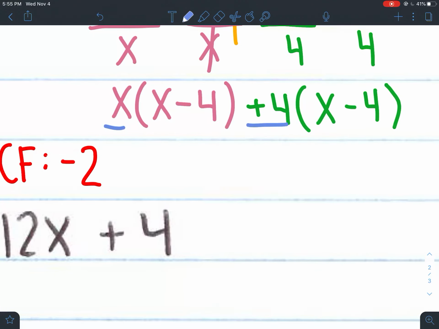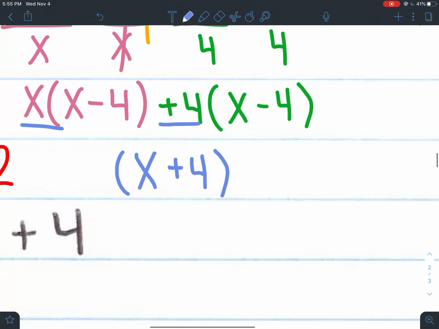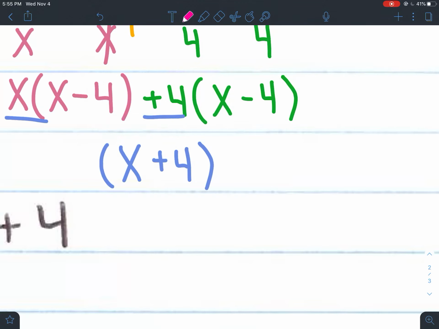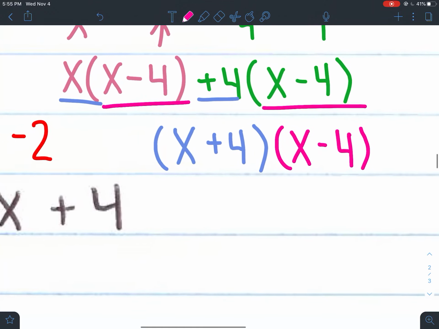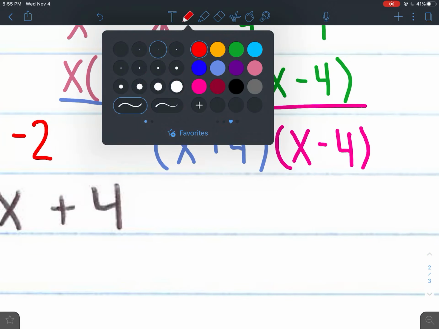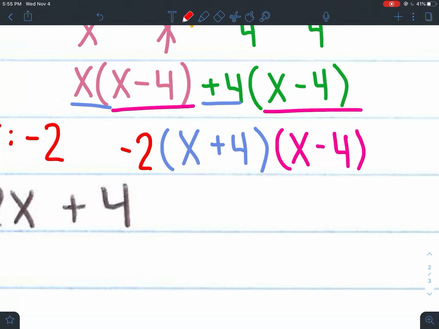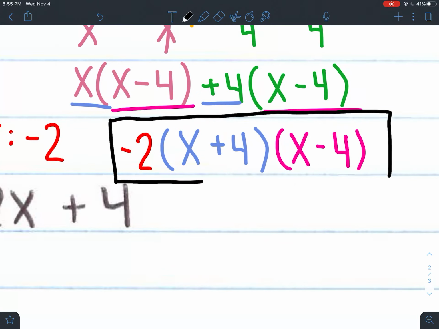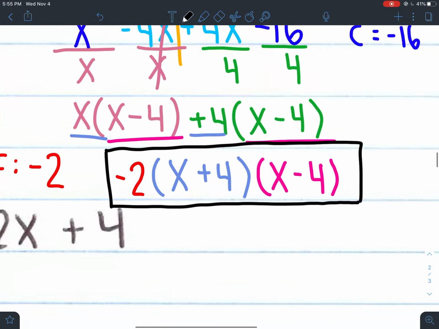Now you're going to take your two GCFs and they go into a set of parentheses to become your first factor. So your first factor here is x plus 4. Your second factor here is x minus 4. But you don't want to forget that you took out a GCF at the very, very beginning. So you're going to have that negative 2 tacked onto the front. So you have three factors: negative 2, x plus 4, and x minus 4.